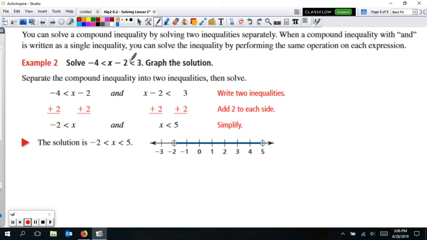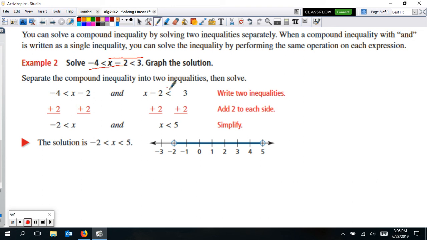This would be one of those that would be an and, because it's all one thing. It's merged in the middle. So really you want to think of it as an and. You want to put it back into two inequalities. You want to take this first part and make an inequality out of that, and then the second part, make an inequality out of that.